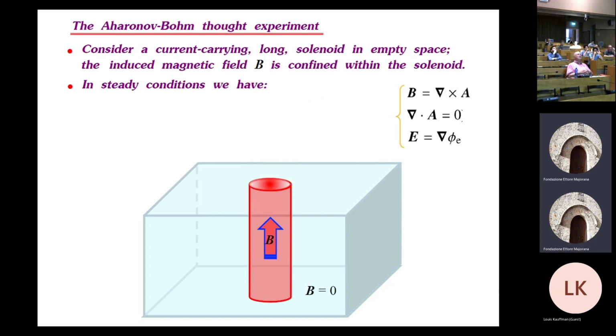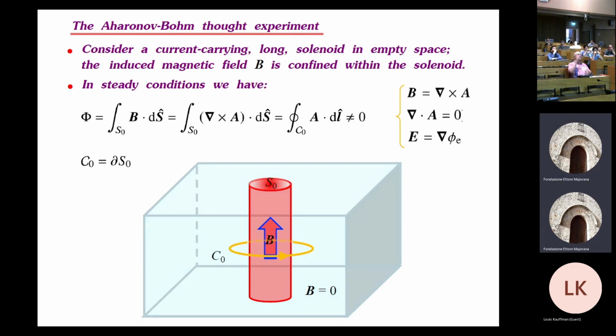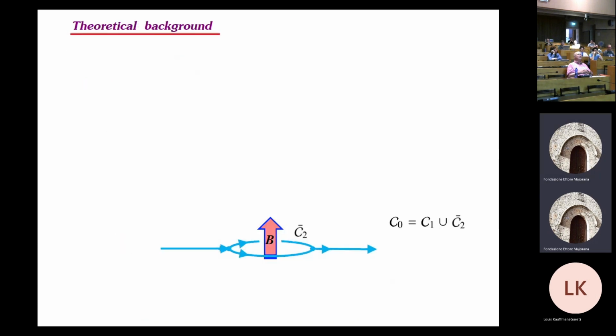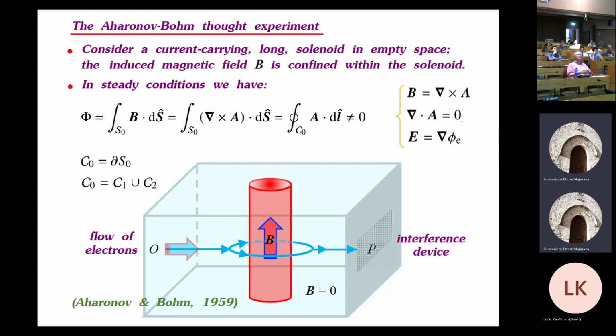So this is the condition, with A being the vector potential and B its curl. In steady conditions, we have these kinds of equations. And now, of course, circulation is given by this, and is non-zero due to the presence of the vector potential. The idea of Aharonov and Bohm was published a long time ago, and is the following. We have a flow of electrons sent from one side of the solenoid to the other side, and the electrons go around in a region where B is equal to 0. They predicted that if you look at the potential and relate it to the flux, you can measure an interference pattern at the device in P.